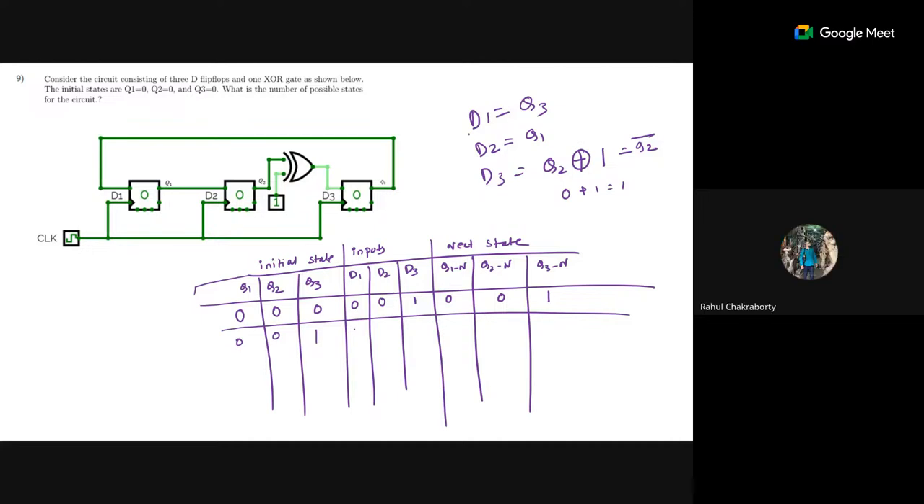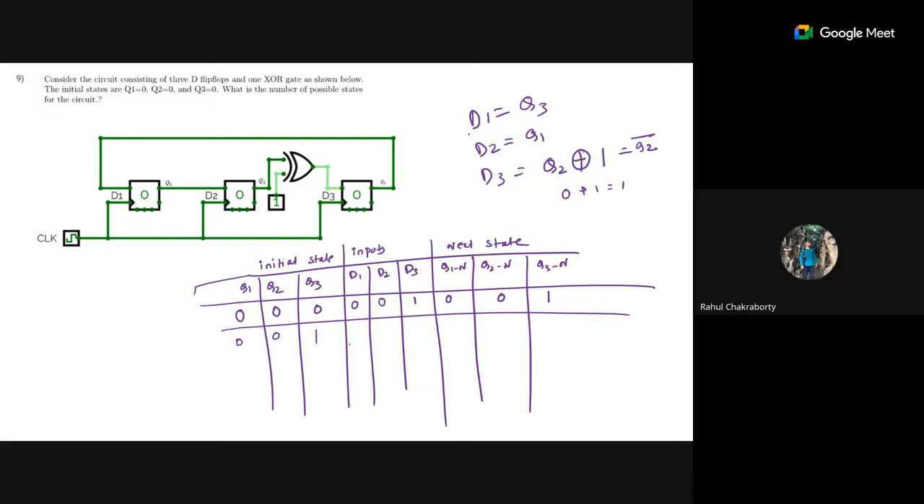So D1 is 0. So we copy it. Q2 is 0, D2 is 0, we copy it. And Q3 is 0, and D3 is 1. So, we copy D1 values in the Q1 next, the D1 value to Q3 next. I mean, we are copying D1 values into the next values, correct?